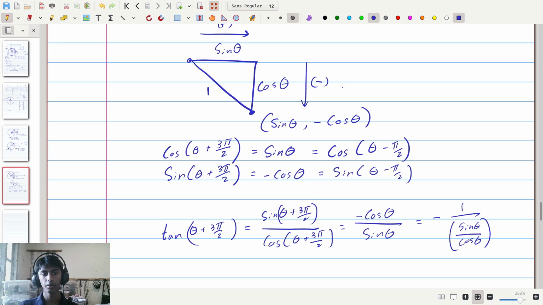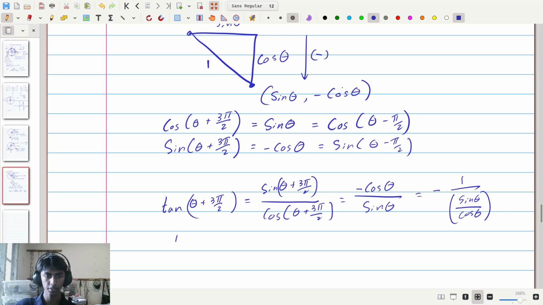So therefore tan of theta plus 3 pi by 2 is equal to negative 1 over sine theta divided by cos theta, which is tan theta, therefore it's equal to negative 1 over tan theta. So we have another interesting relationship.